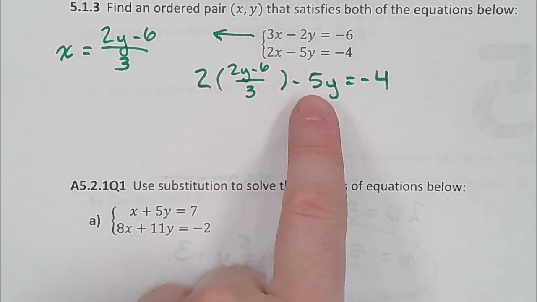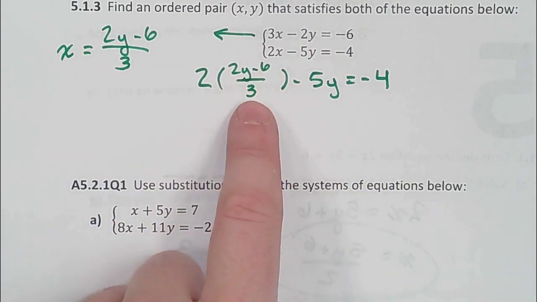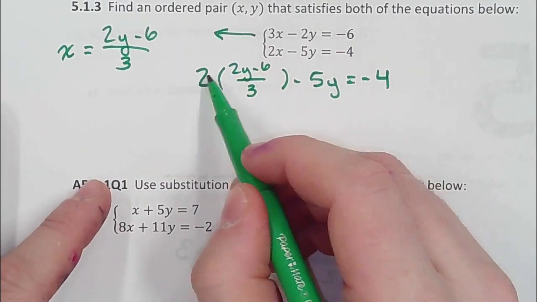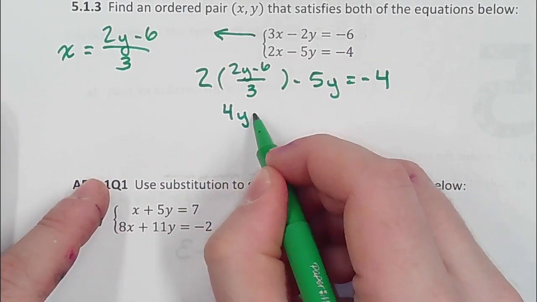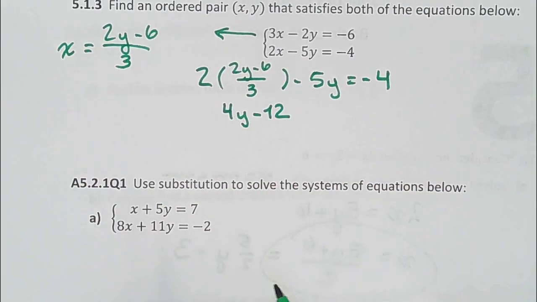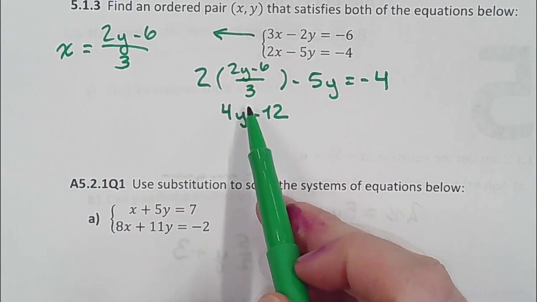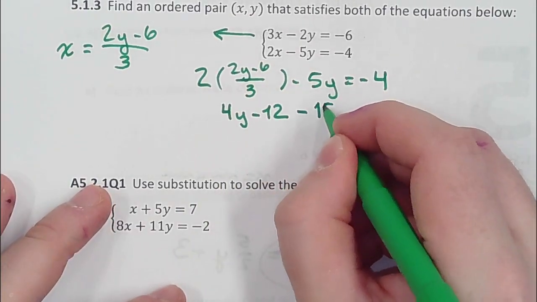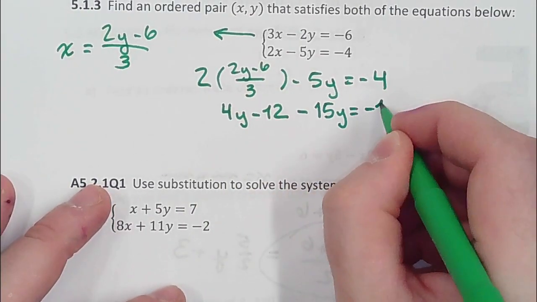So I can't divide everything by 2, so I guess I'll distribute. I'll probably times by 3 as well. I'm going to do that all at once. First, I'll times by 2, and I'll get 4y minus 12. And then to get rid of that divides by 3, I'll times everything by 3. So timesing by 3 gets rid of it. Timesing by 3 over here gets me negative 15y, and over here gets me negative 12.